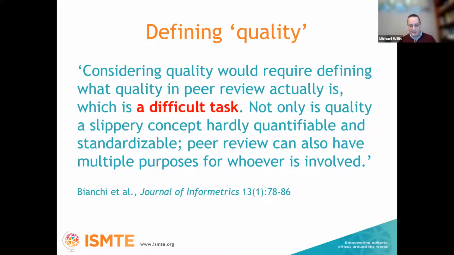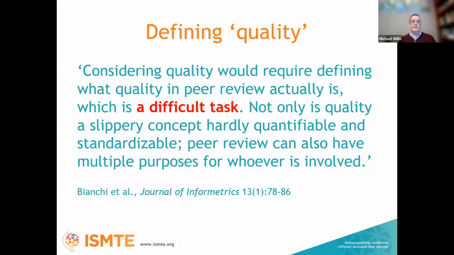Federico Bianchi and colleagues from Italy published an article, I think this was last year or the year before, I should remember that actually, but it was about looking at the contribution of reviewers to the scientific enterprise. What role do reviewers have in improving science? And how can you assess or measure that contribution in some way? Now, what they didn't look at, and they deliberately didn't look at this, is the quality of peer review and how you take into account the quality of peer review.